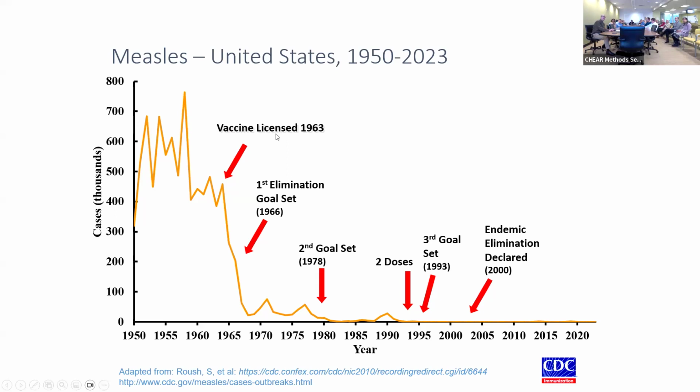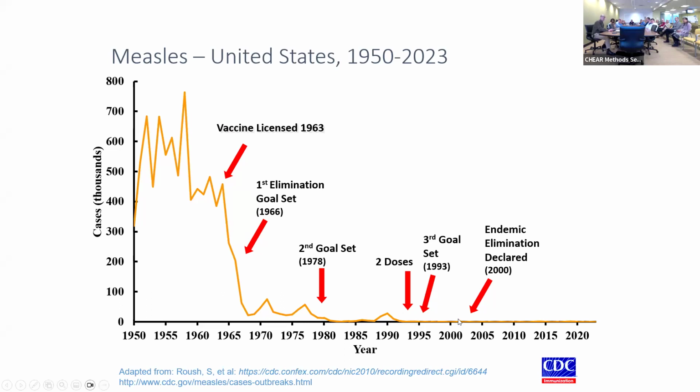Well, enter the vaccine development in 1963 in the United States, and you don't need to zoom in to see the free fall that occurred in the number of cases. So we went from about 500,000 a year in pretty short order to what appears to be no cases, almost stamped out. But that's not really true.